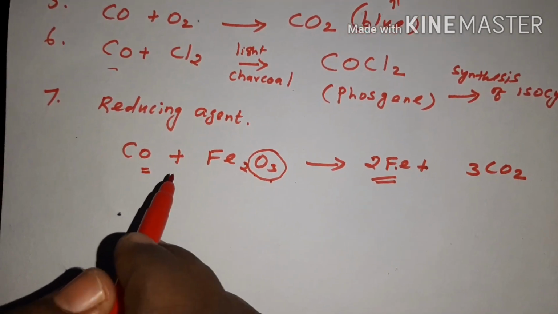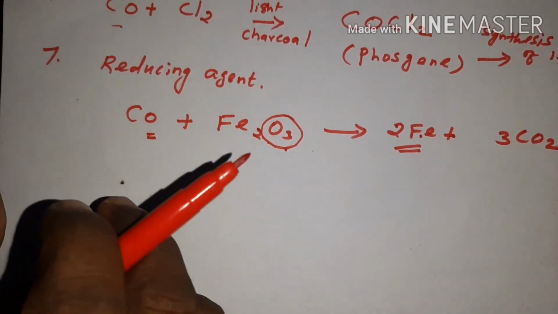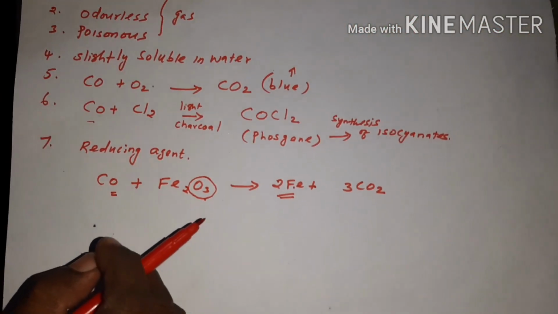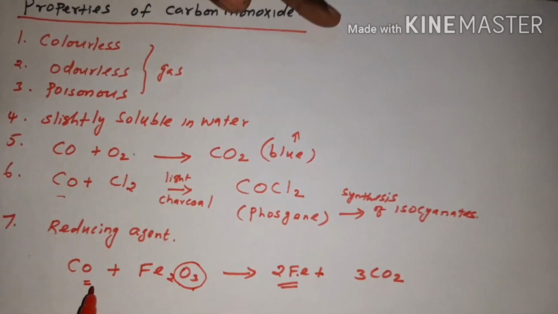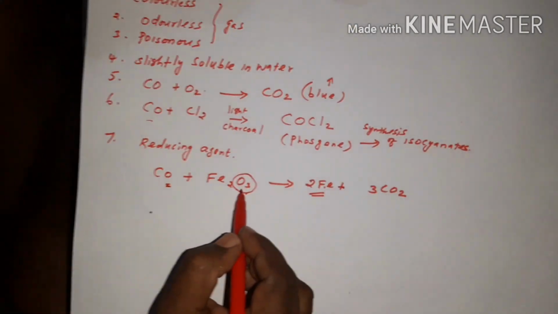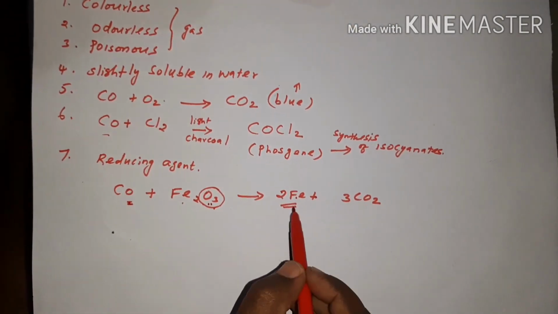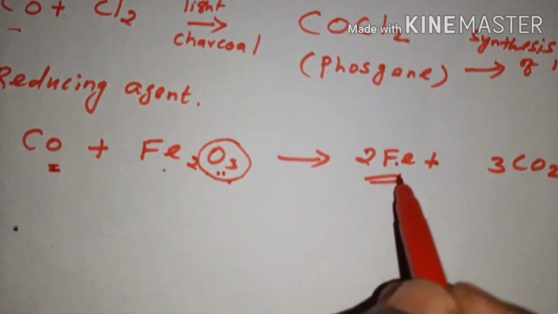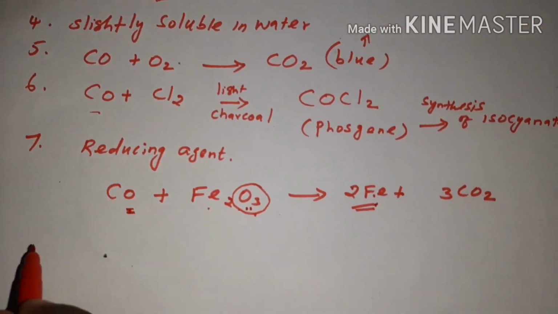Usually reducing agent means removing oxygen. An agent which removes oxygen from a compound is called a reducing agent. So carbon monoxide removes oxygen from Fe2O3 and finally produces Fe only. So it is called a reducing agent.